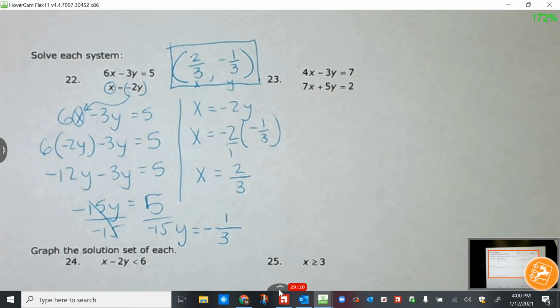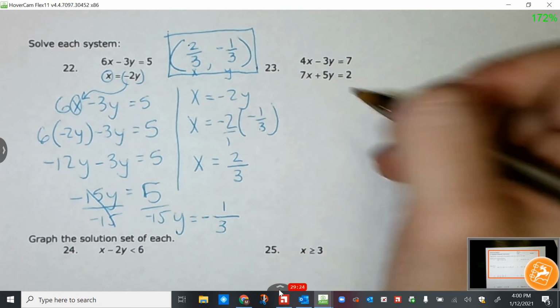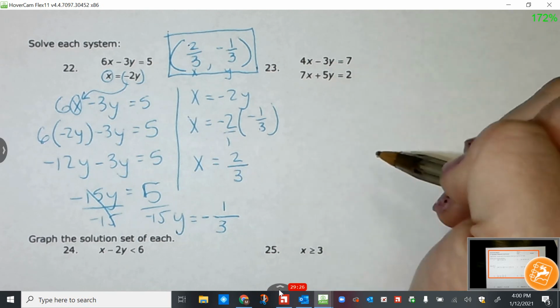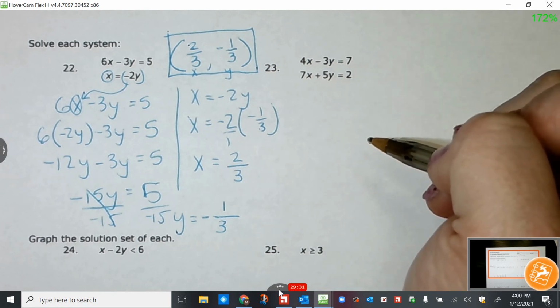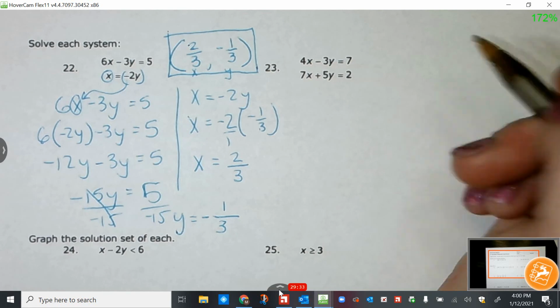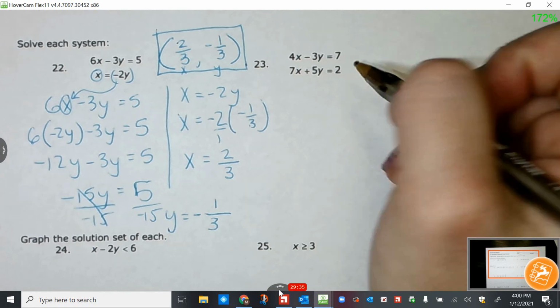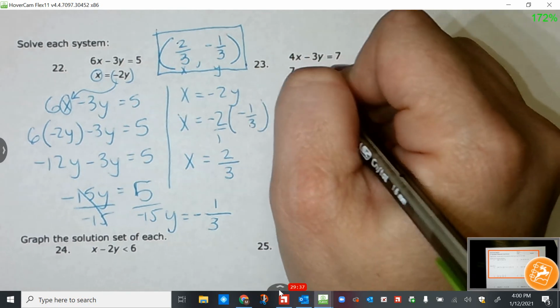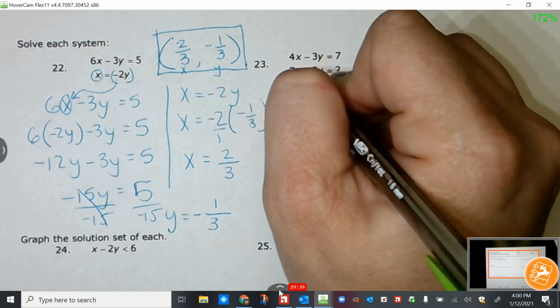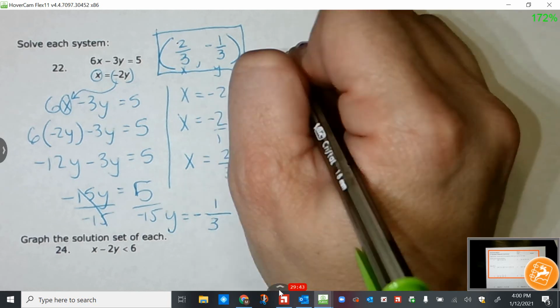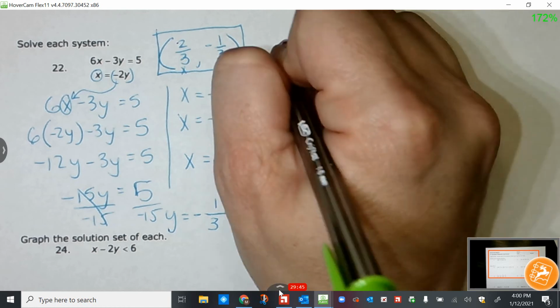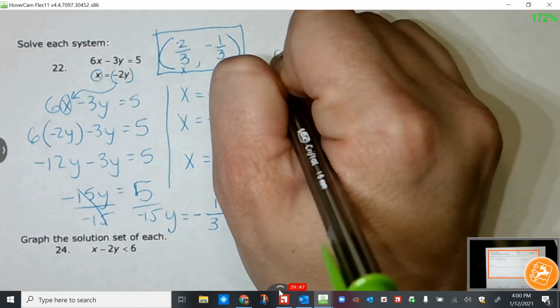Now this one is set up not so much for substitution. I have both in standard form, so this is where you do big addition or linear combination. Okay, I called it big addition, it's technically a linear combination. So 4 can't turn into 7, 3 can't turn into 5. This is already negative, this is already positive. I know 3 and 5 can both turn into 15, so that's what I'm going to do. This is going to multiply by 5, this is going to multiply by 3.